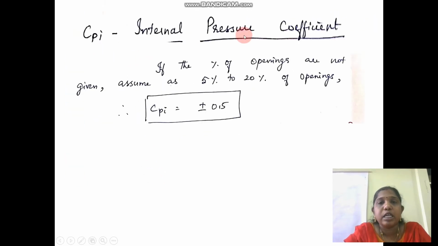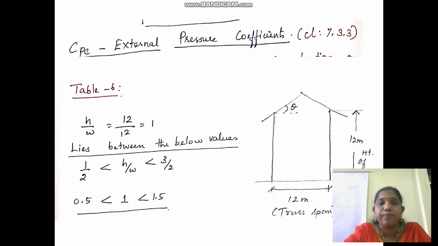For the internal pressure coefficient, as we have discussed earlier, it depends on the percentage of openings in the building. Since it is not given, normally for sheds or any type of structure, it is going to be 5% to 20% of openings. So we consider this percentage and find that Cpi is equal to plus or minus 0.5.